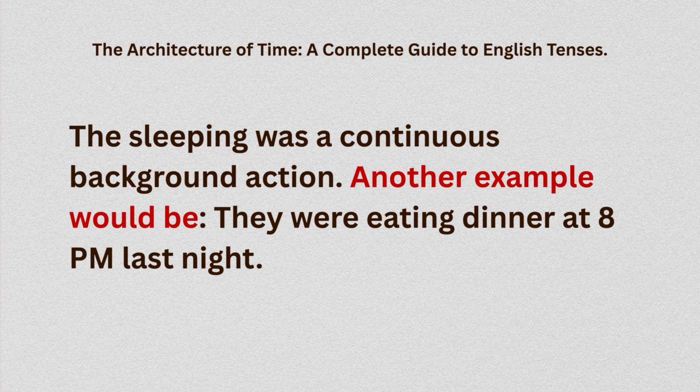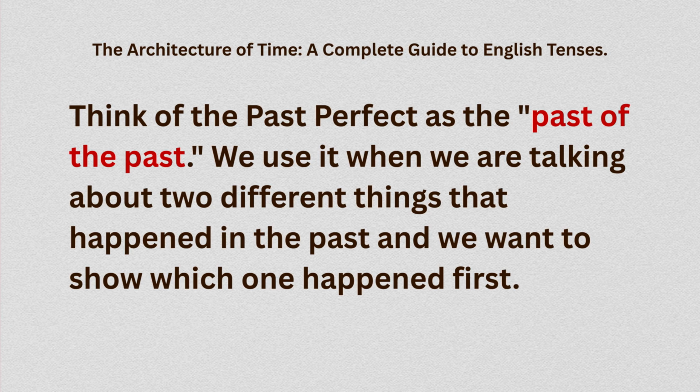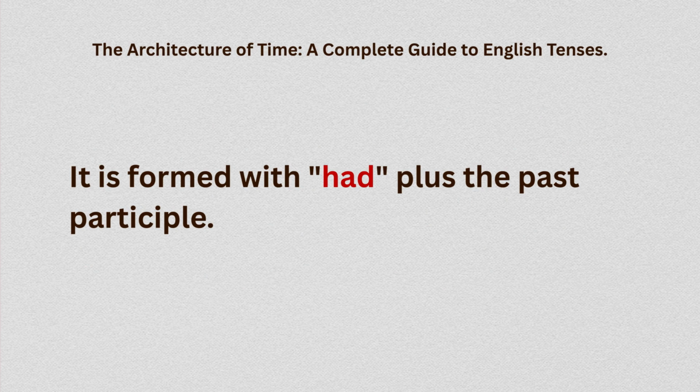As we go deeper into the past, we encounter our third type, the past perfect. Think of the past perfect as the past of the past. We use it when we are talking about two different things that happened in the past, and we want to show which one happened first. It is formed with had plus the past participle.